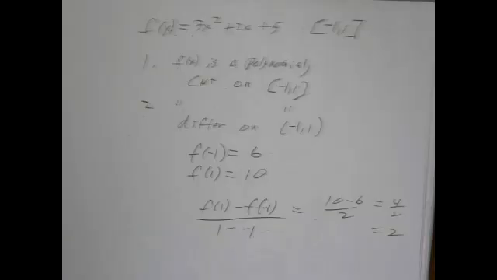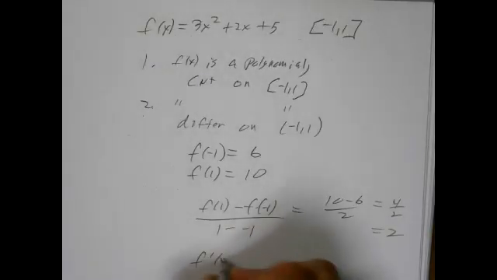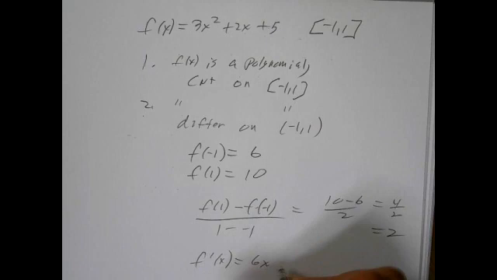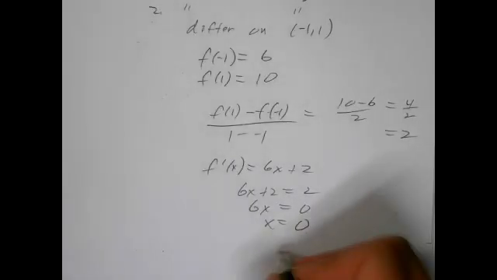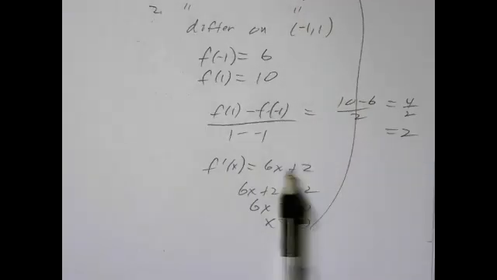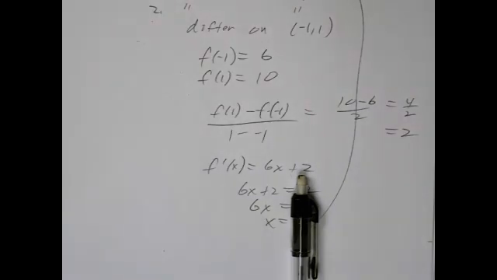All right? f prime of x is 6x plus 2. And you take 6x plus 2 and you set it equal to 2, and you get 6x equals 0. So x equals 0. All right? And 0 is in that interval. So 0 is the c value that they're looking for that satisfies that theorem.